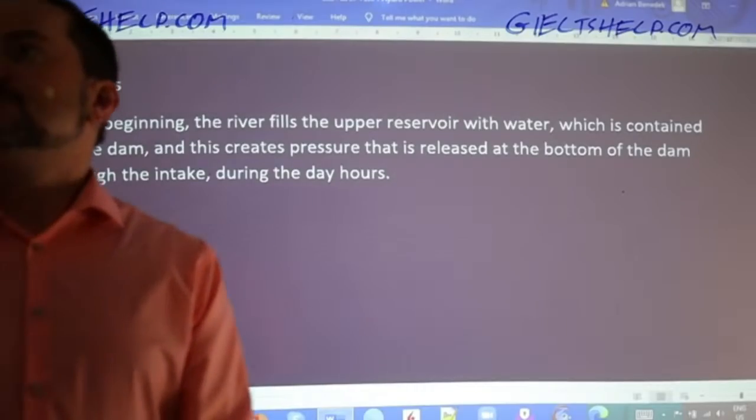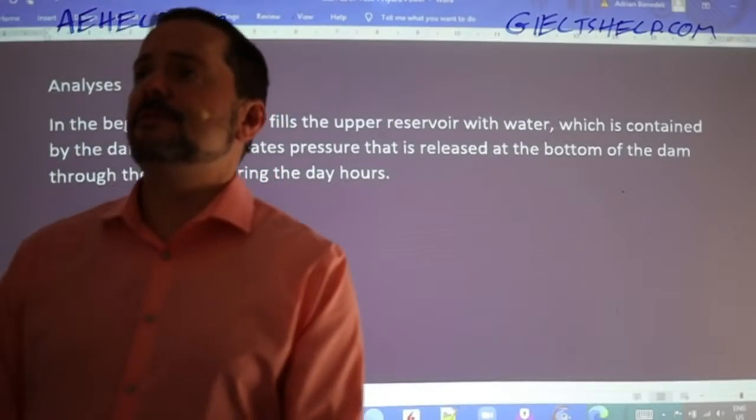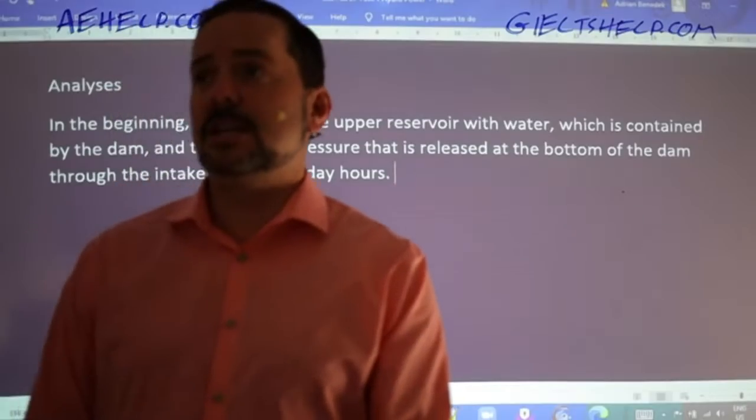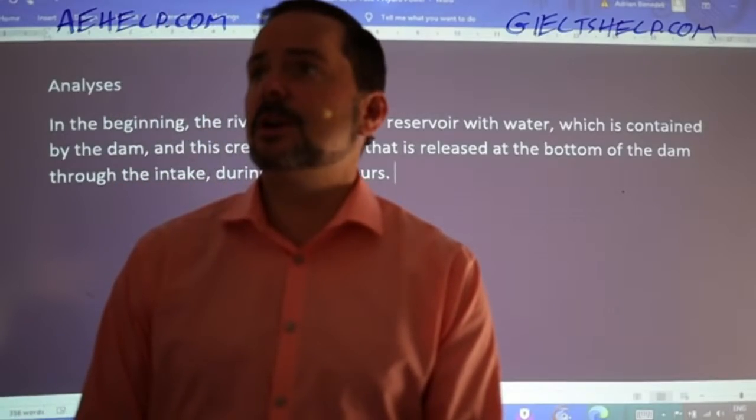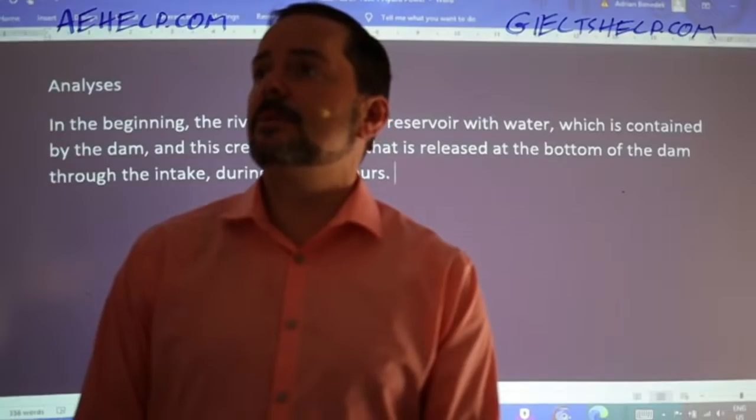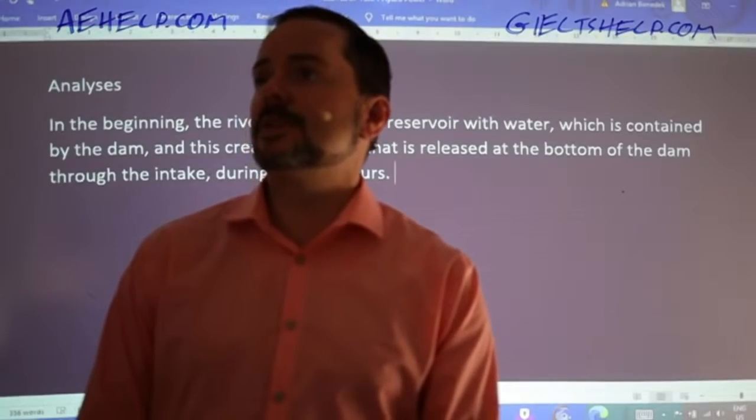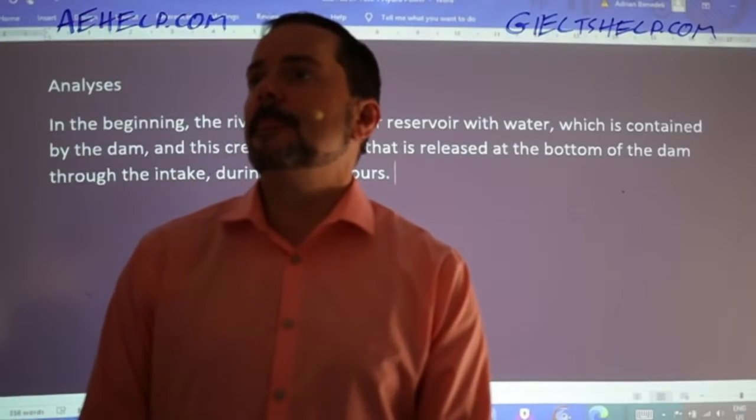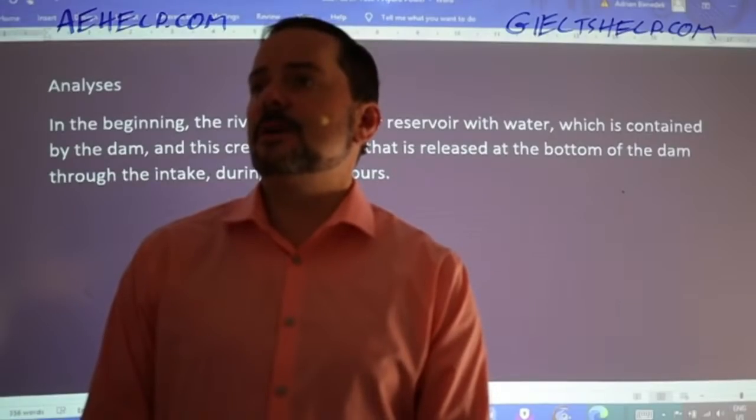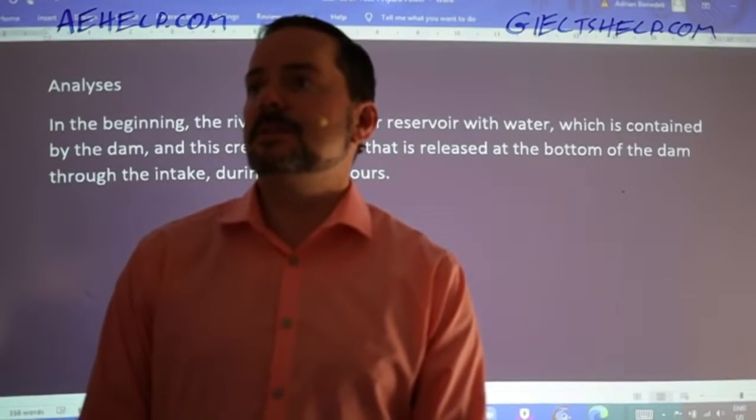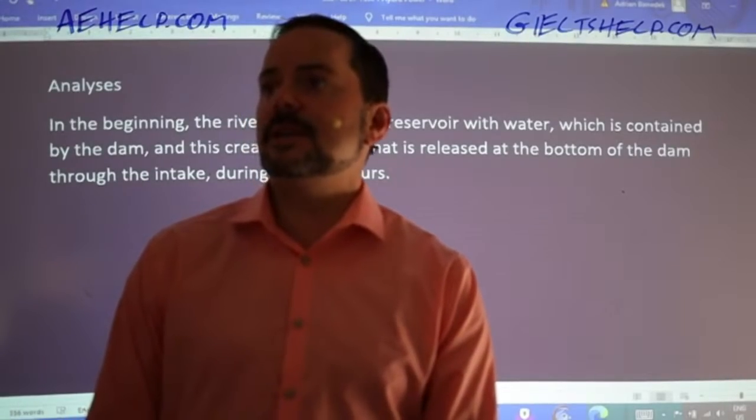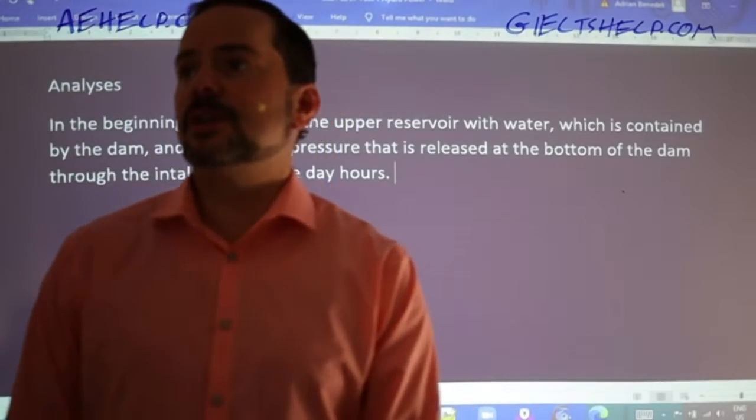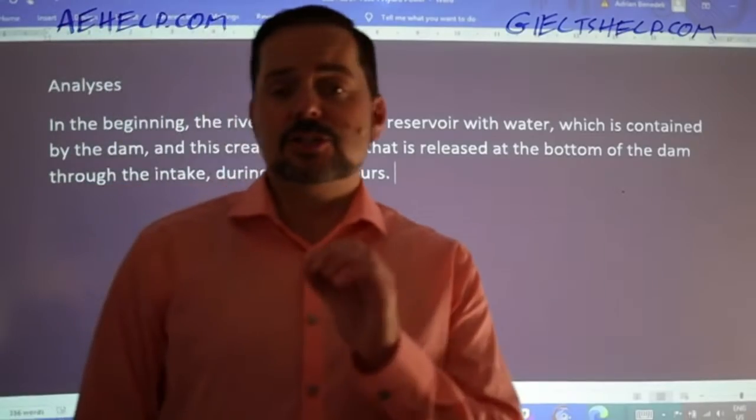Mohit says, firstly, the river fills water into the upper reservoir, which is contained by the dam. Good, Mohit. That's a great start. Nick Hill writes, to commence with, the river fills the high-level reservoir with water, which is contained by the dam. Very good, Nick Hill. Arda, in the beginning, the river fills the upper reservoir with water, which is contained by the dam, and the contained water in the dam creates water pressure that is released at the bottom of the dam during the day. Arda, it's good.